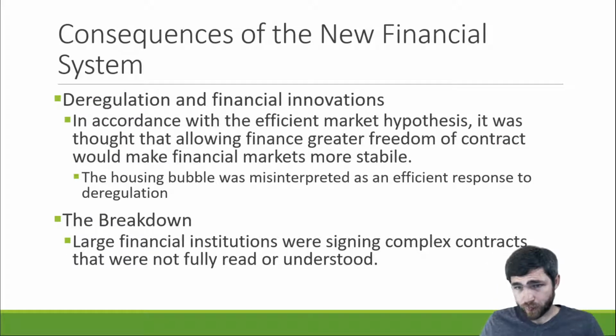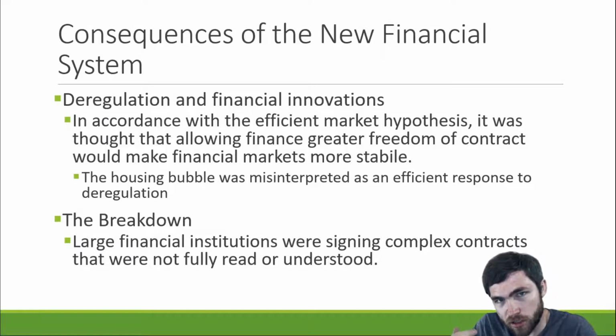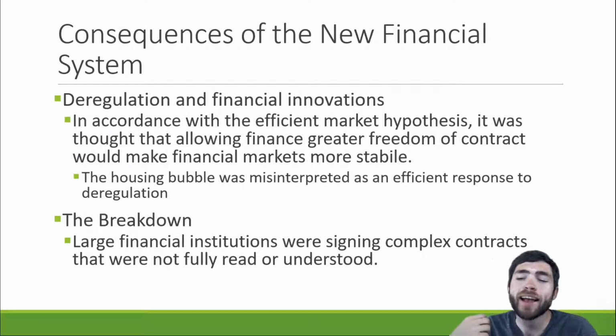So what are some consequences of this new financial system with this proliferation of different financial products? One idea consistent with the efficient market hypothesis was that if we deregulate and allow finance to create all of these different instruments, it would result in them finding more efficient ways to price risk, and as a result, financial markets may become more stable.